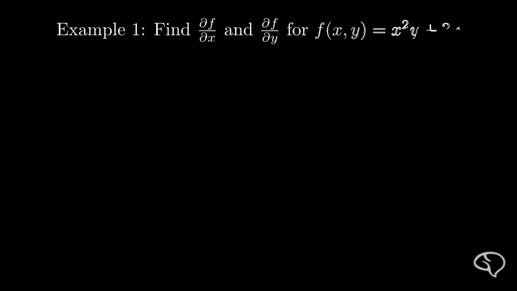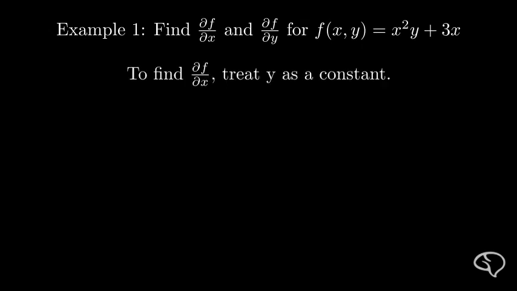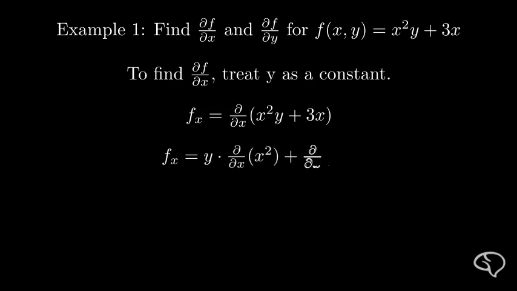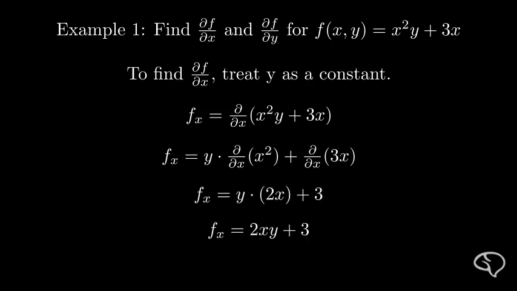Let's try an example. Find the partial derivatives of the function f of x comma y equals x squared y plus 3x. First, let's find the partial derivative with respect to x, or f sub x. We treat y as a constant, so the derivative of x squared y is y times the derivative of x squared, which is 2x. The derivative of 3x is just 3. So f sub x equals 2xy plus 3.